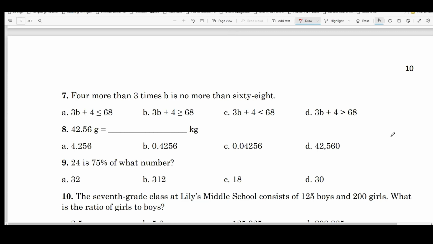All right, so if we take a look at number 7, it says 4 more than 3 times B is no more than 68. And the correct answer is A. All right, so let's delve into it.